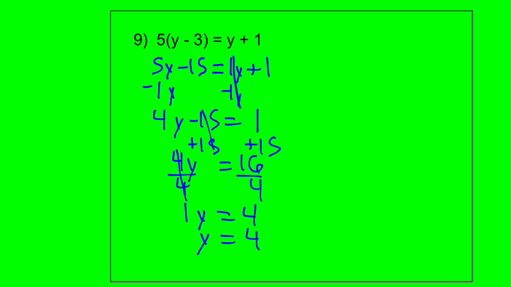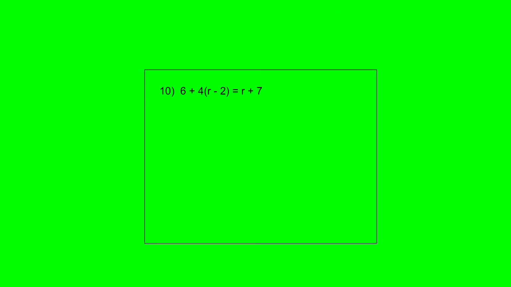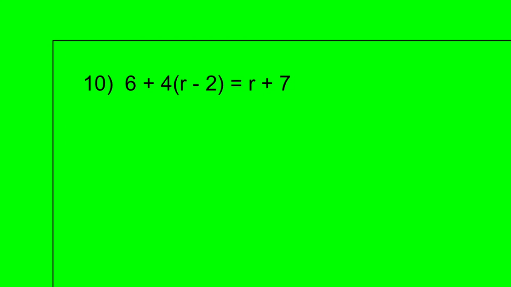We're doing some pretty awesome stuff, but if you've been using all your skills previously, then you're just building on one new step. Let's check this out. 6 plus 4 times r minus 2 equals r plus 7. Weeks ago, we would have thought this was so complicated, but we can do this. Okay, let's work through our parentheses. 6 plus 4 times r is 4r, and 4 times negative 2 is negative 8, equals r plus 7.